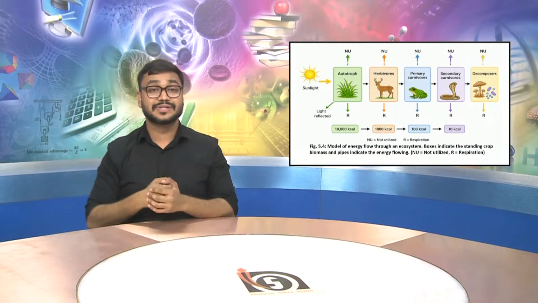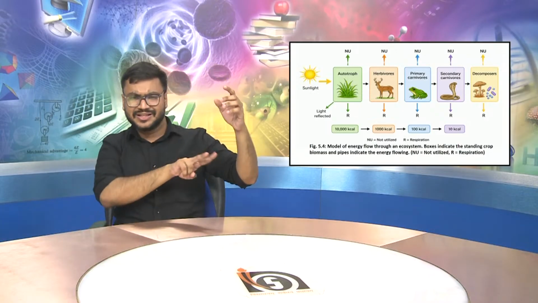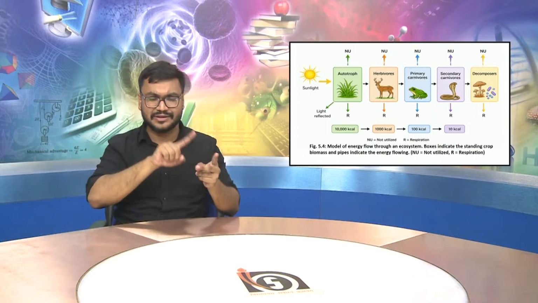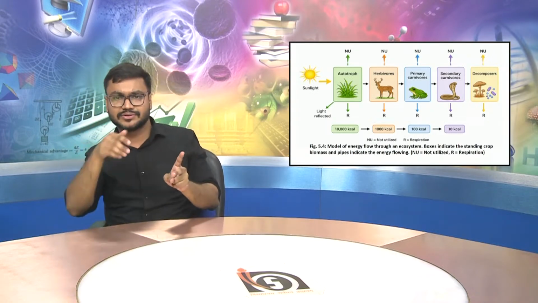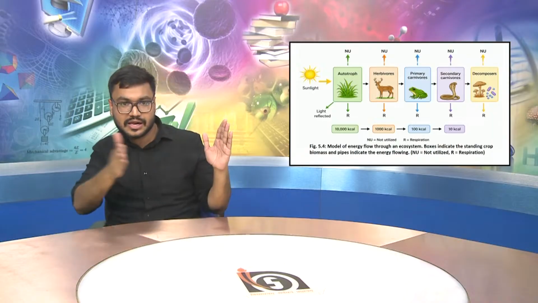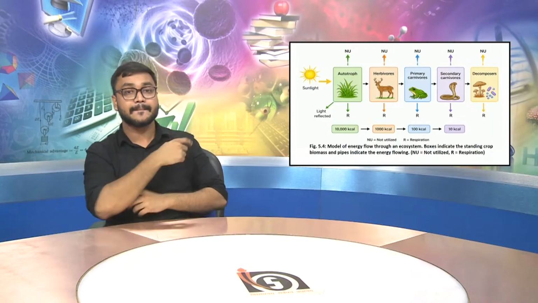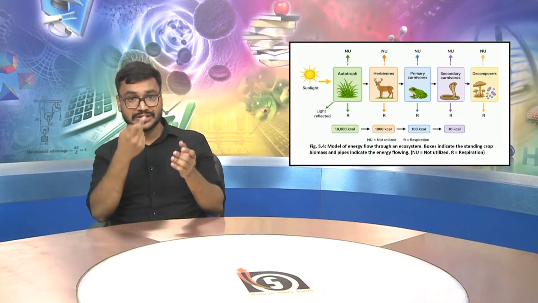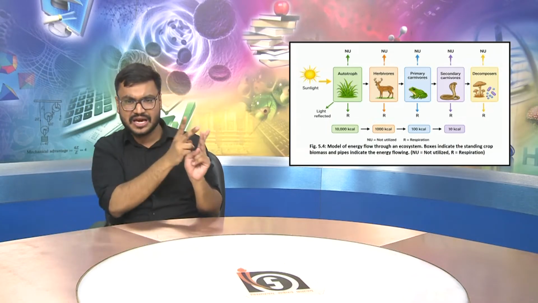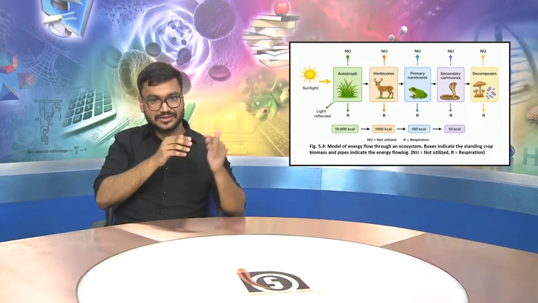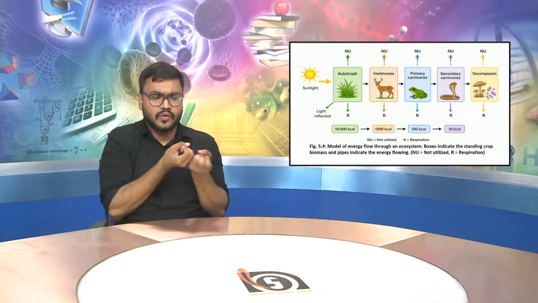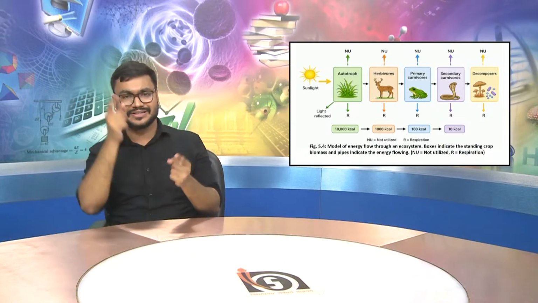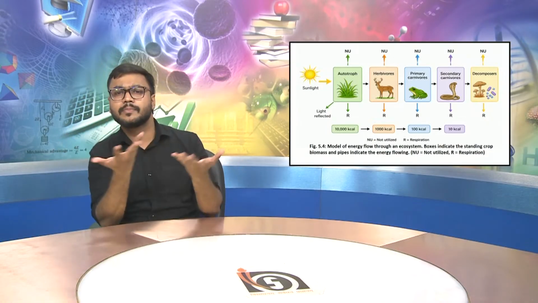As you can see on the screen, this is the model of energy flow through an ecosystem. Boxes indicate the standing crop biomass and pipes indicate the energy flow. NU represents not utilized and R represents respiration.